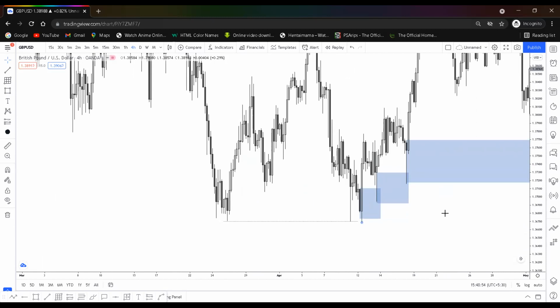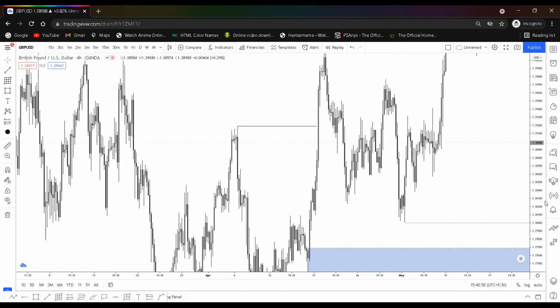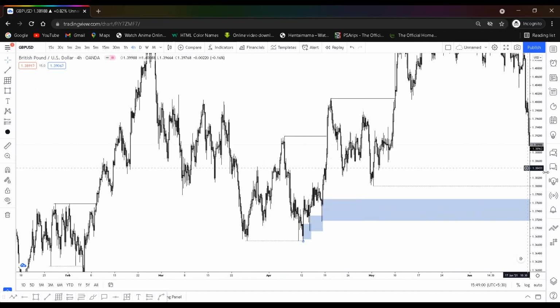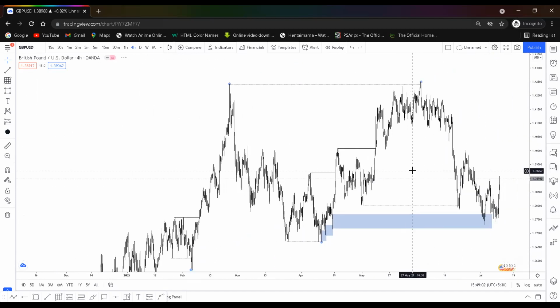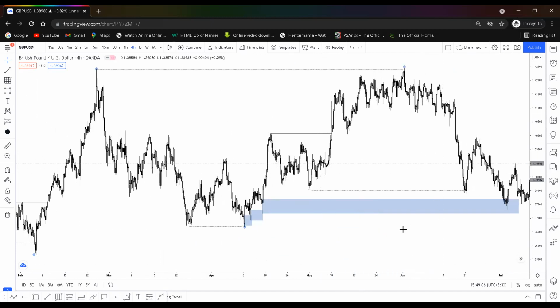Okay, and the next thing is, I'll teach you everything. Now I told you where the inducement is. Once a range has been created, within the range, I told you there will be a trap that will trap smart money traders, like all types of traders.